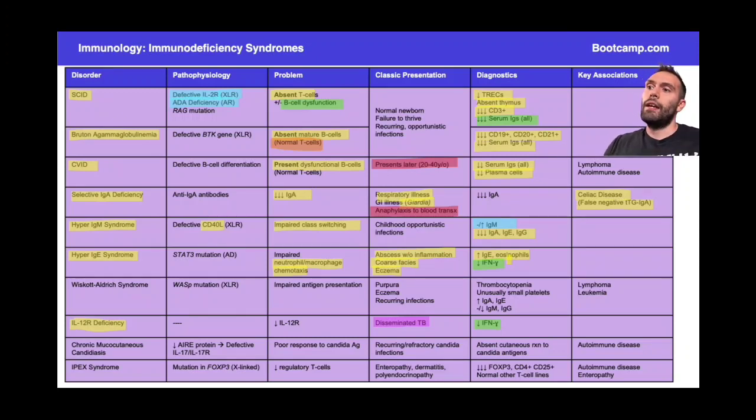If they're telling you that this patient has recurring TB infections, for example, and they potentially are not responding to a TB skin test, something like that, you might think more interleukin 12 receptor deficiency.